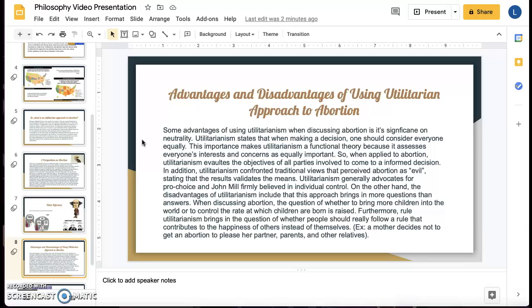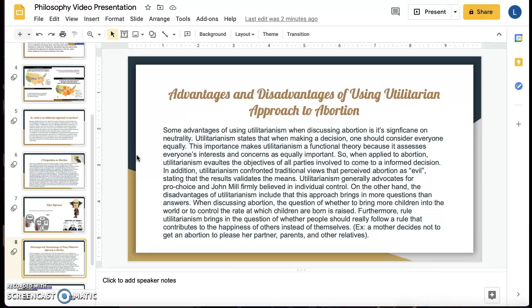Advantages and disadvantages of using utilitarian approach to abortion. Some advantages of using utilitarianism when discussing abortion is its significance on neutrality. Utilitarianism states that when making a decision, one should consider everyone equally. This importance makes utilitarianism a functional theory because it assesses everyone's interests and concerns as equally important. So when applied to abortion, utilitarianism evaluates the objectives of all parties involved to come to an informed decision. In addition, utilitarianism confronted traditional views that perceived abortion as evil, stating that the results validate the means. Utilitarianism generally advocates for pro-choice, and John Mill firmly believed in individual control.